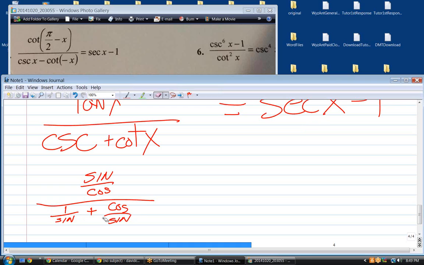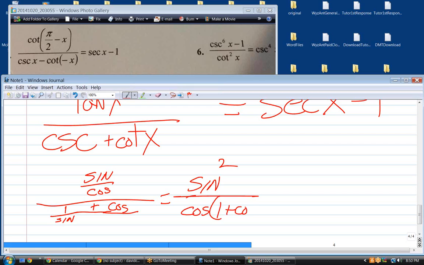Well, we can certainly add the denominator, right? So that becomes 1 plus cosine over sine, and then if I flip and multiply, I've got sine squared over cosine times 1 plus cosine.